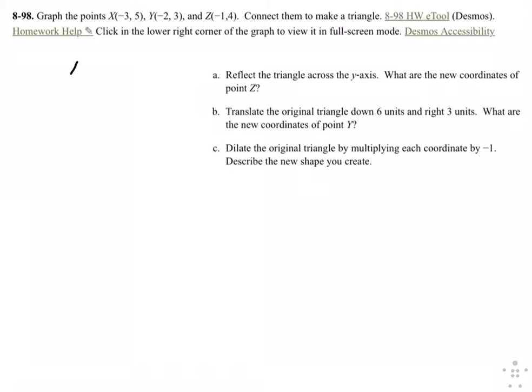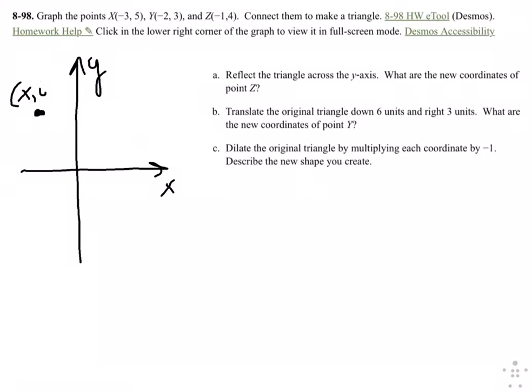So let's just remember what's happening here. This is x, this is y. If I'm reflecting across the y-axis, if I have a point here, x, y, and I'm reflecting it across the y-axis, this would be the new point, x prime, y prime. The only thing that changes is x. Y still seems the same.